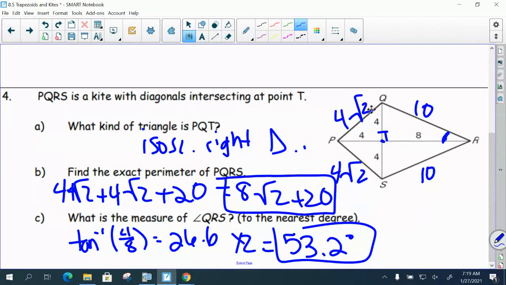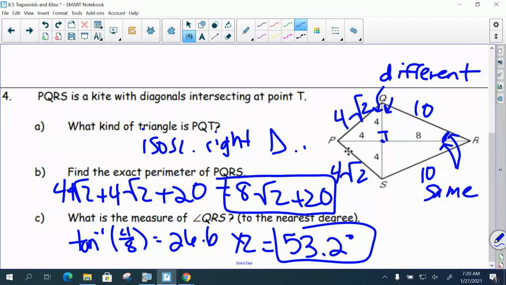Now be careful, because if they ask you for PQR, you would find this angle, well, this would be 45, but you can't just divide 45 by 2 because this would be different. So these two angles are different. So you would have to use 2 trig ratios if it asks you for PQR. But it asks us for QRS, so we could just find 1 and multiply by 2 because these two are the same. Because only one of the diagonals makes angle bisectors for a kite.